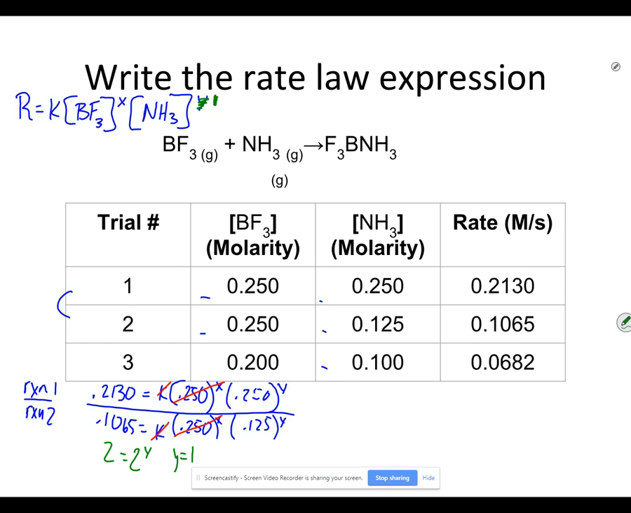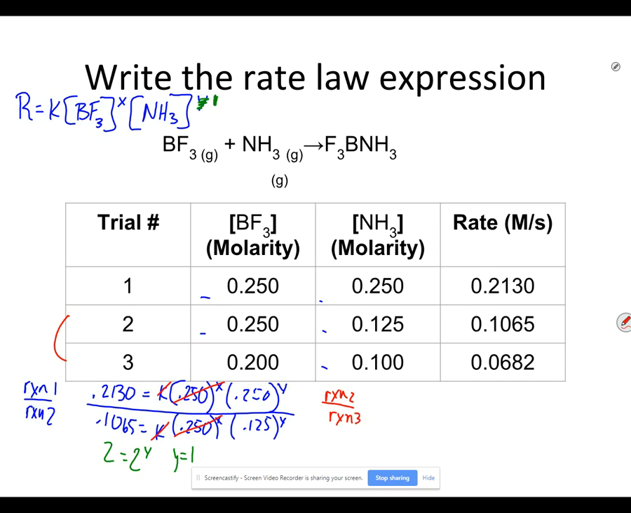Okay, so now we're going to actually have to use that bit of information that we just found, the order of ammonia, in order to compare two more reactions. So let's compare reaction 2 and reaction 3. We do want to kind of mix that up and not use the same two reactions here. So let's compare reaction 2 and reaction 3 in the same sort of way. So we're going to compare reaction 2 to reaction 3.